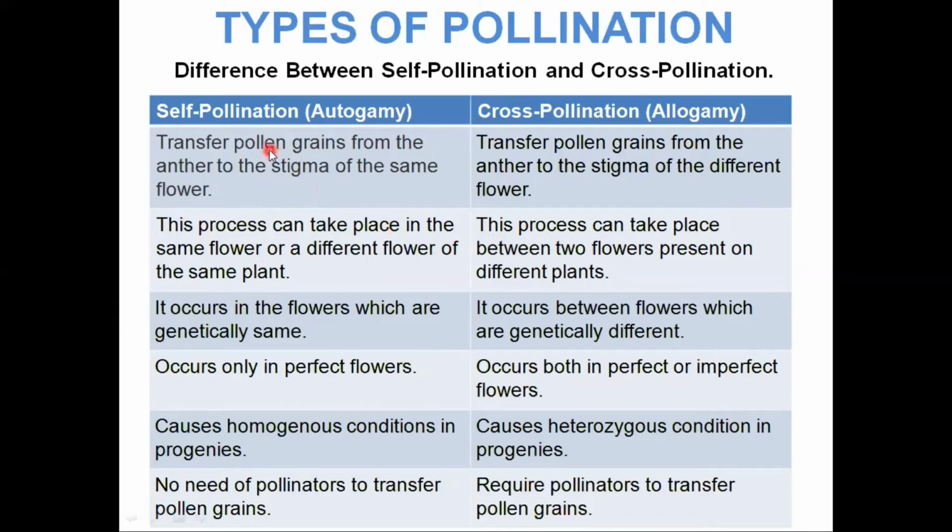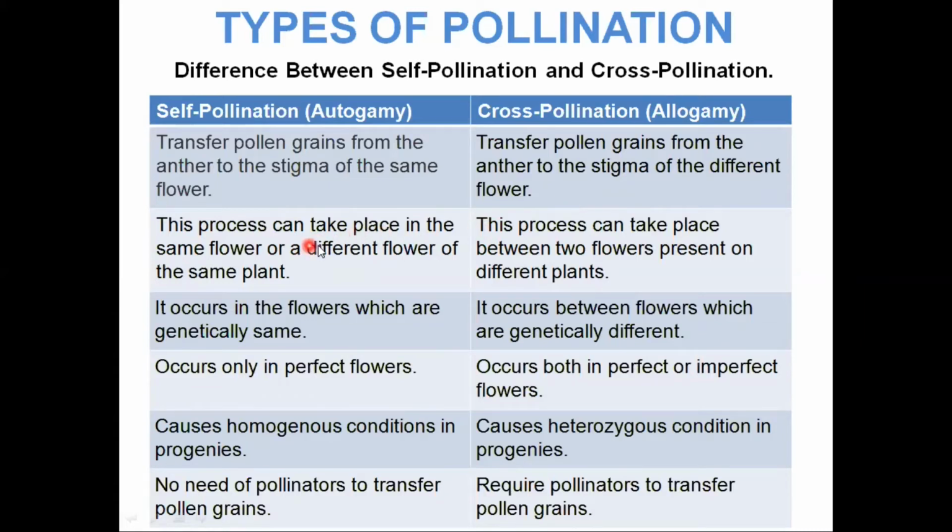Now we will see the types of pollination, which are given here in a difference form. Self-pollination means autogamy; auto means self and gamy means marriage. Cross-pollination means allogamy; allo means different and gamy means marriage. Transfer of pollen grain from the anther to the stigma of the same flower is known as self-pollination. Transfer of pollen grain from the anther to the stigma of a different flower is known as cross-pollination.